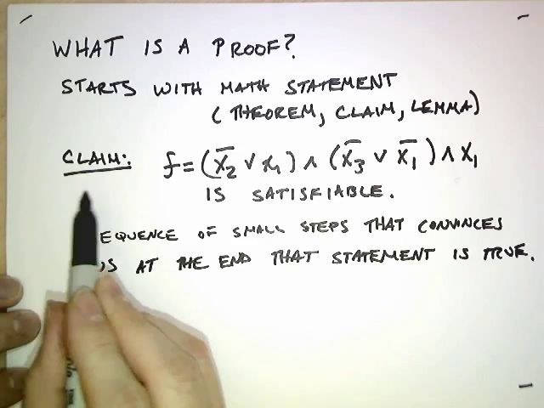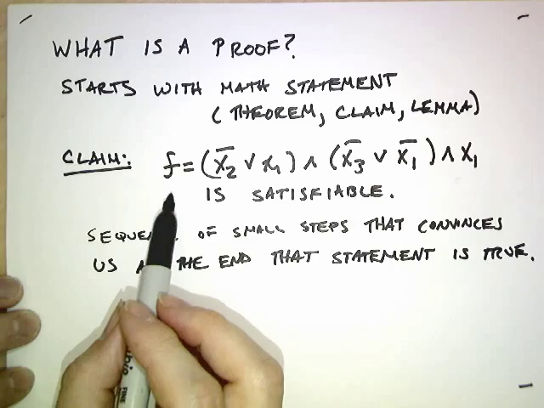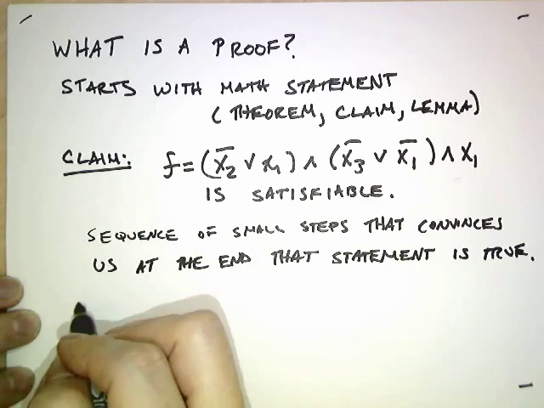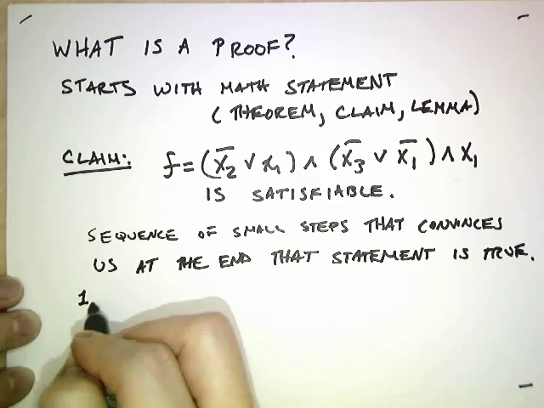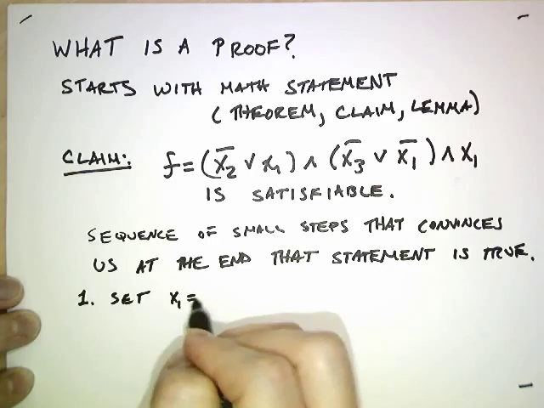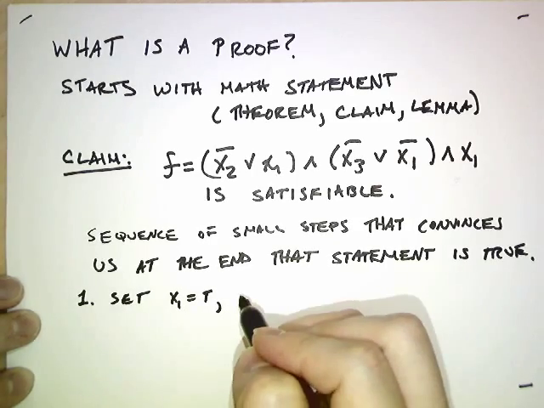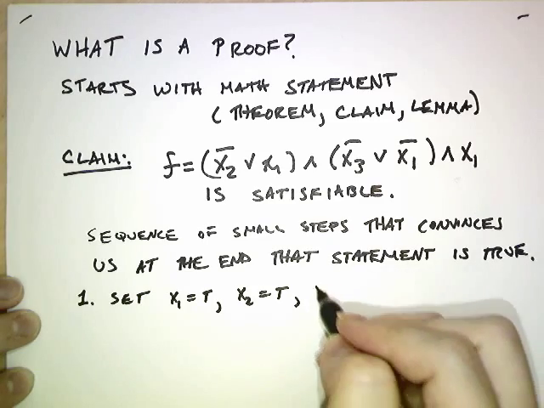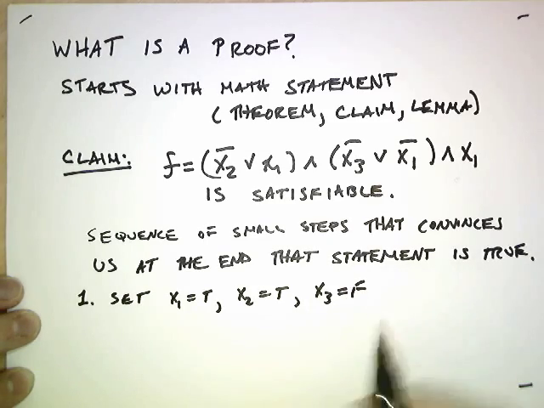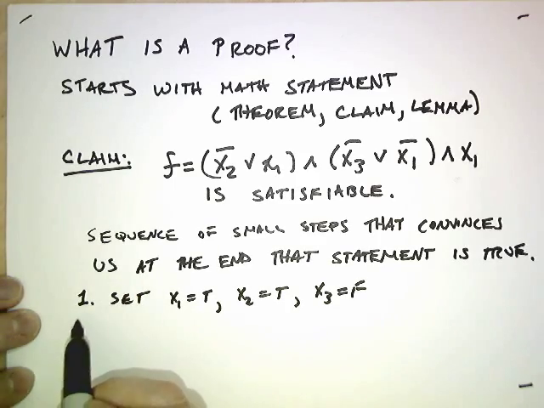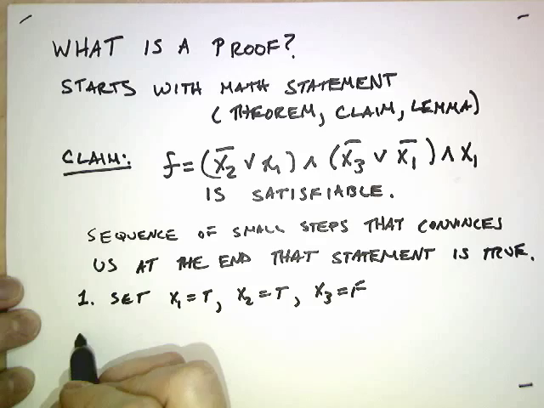Okay, so for this claim, f equals this Boolean formula, and we want to prove that it's satisfiable. My first step to prove this to you is going to be to set x1 to be true. I'm going to set x2 to be true. I'm going to set x3 to be false. Okay? So this step I think is pretty easy to follow. We've just set these variables.